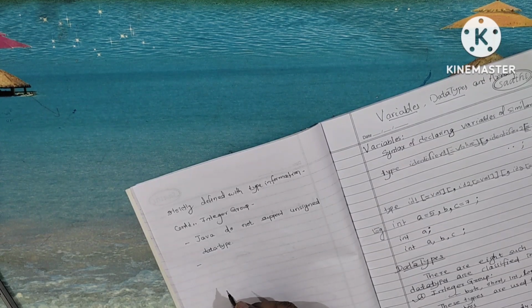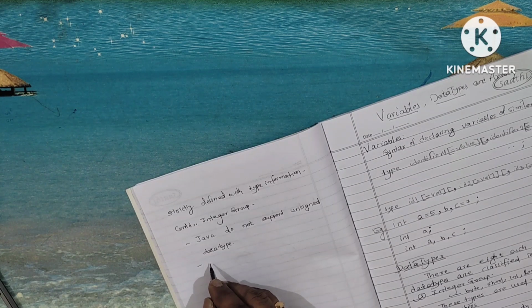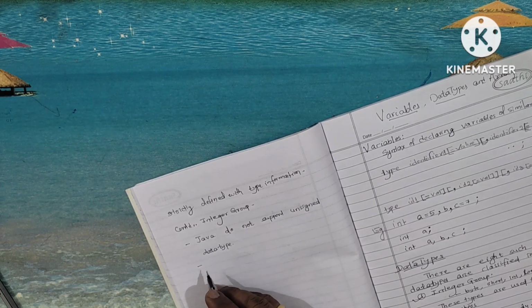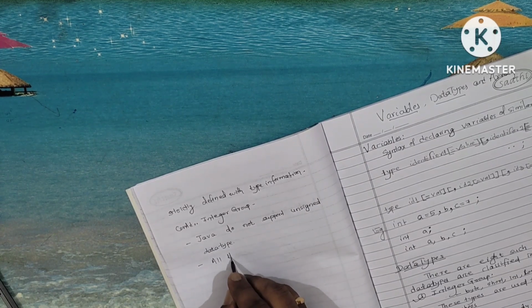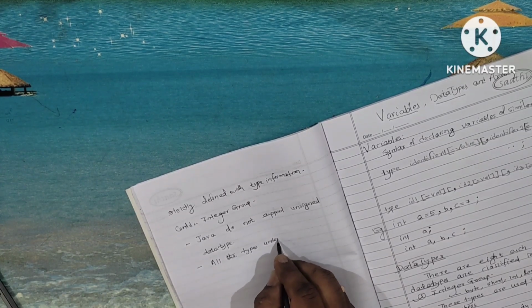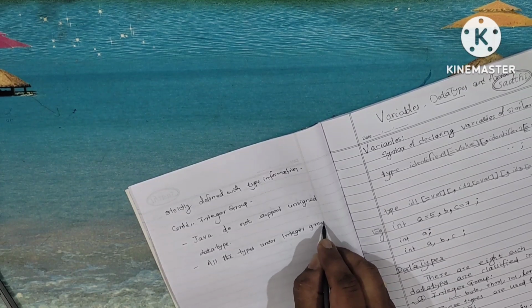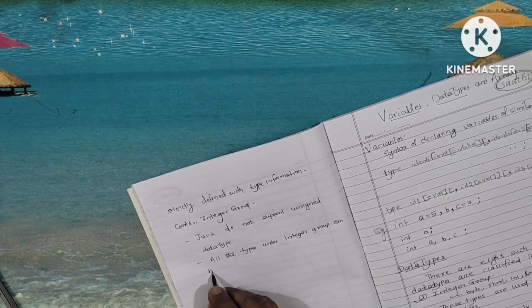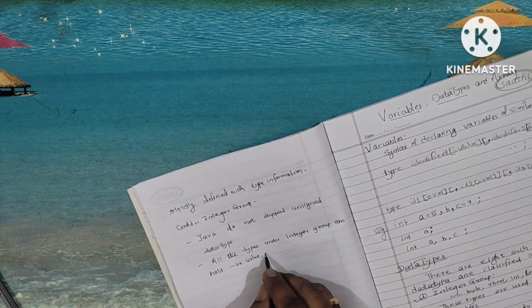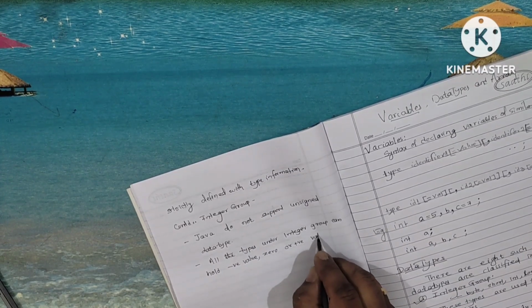Secondly, all the types under the integer group can hold negative value, 0 or positive value.